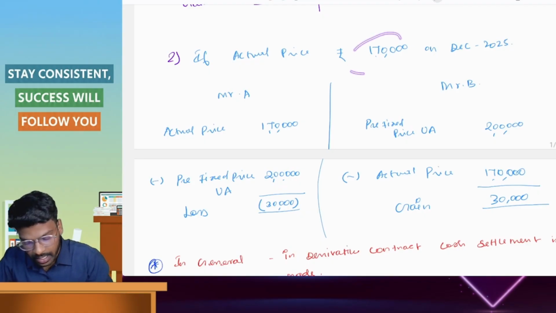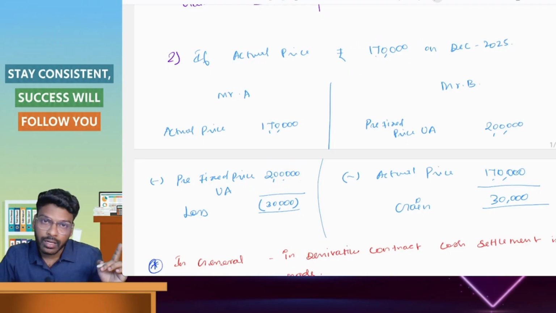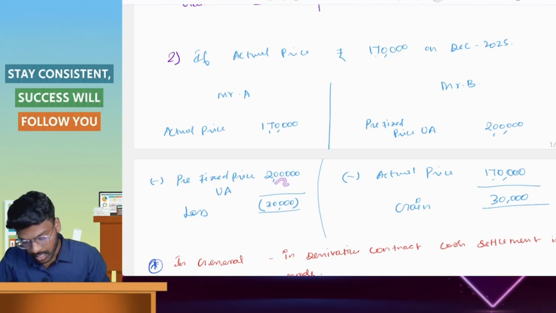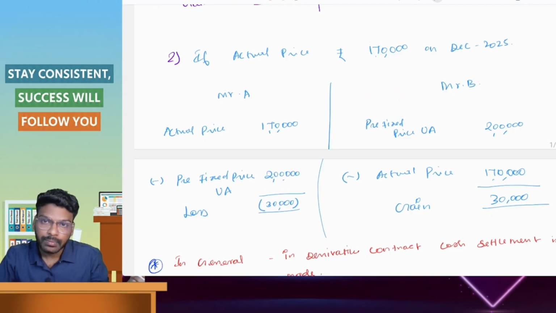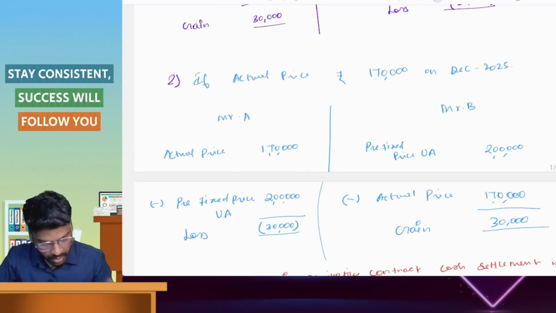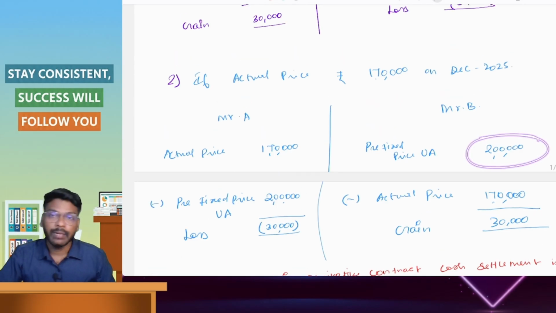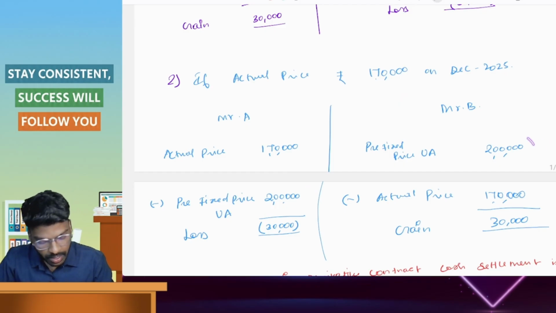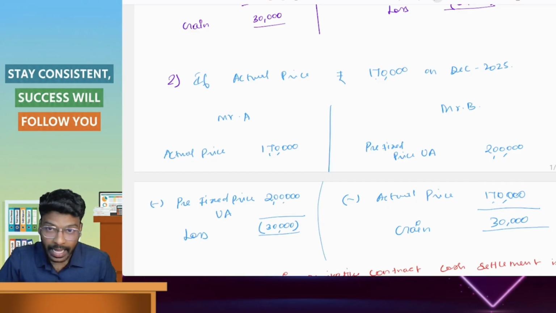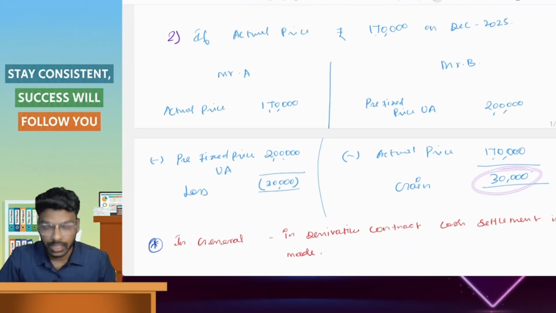The price is 2 lakh. He has entered into a contract for 2 lakh. 1,70,000 is the actual price. He will pay 2 lakh to Mr. B and he will get 1,70,000 by selling the MRF share on the actual contract date. Next, Mr. B will receive 2 lakh rupees from Mr. A and sell the share at 1,70,000. He will get a gain of 30,000.